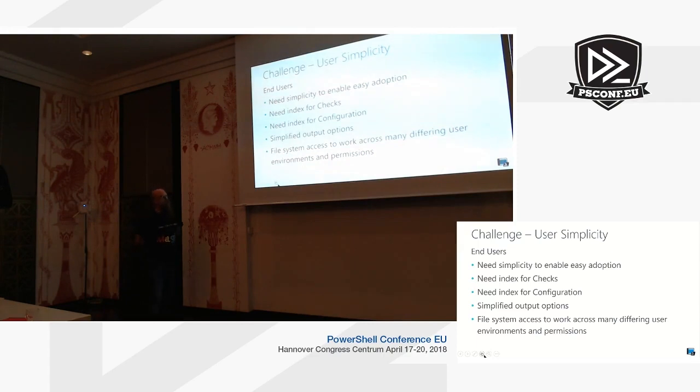Part of that is that we need an index for checks. So Rob had all of these Pester tests in his repo, but it was here, it was there, everywhere, and we needed a centralized way to present this information. And we also needed an index for our configuration, because we've got 124 configurable items at the moment.